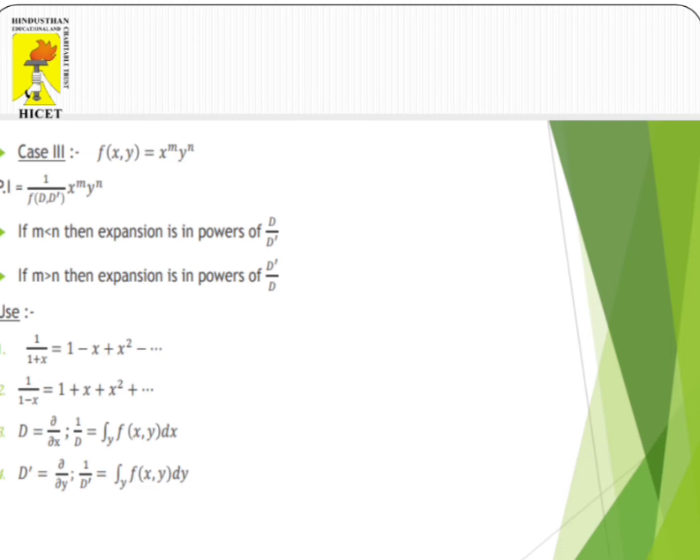After expansion, in terms of capital D we use the derivatives: 1 by D means integration with respect to x. Similarly, in terms of D dash we use partial differentiation with respect to y, and 1 by D dash is integration with respect to y.